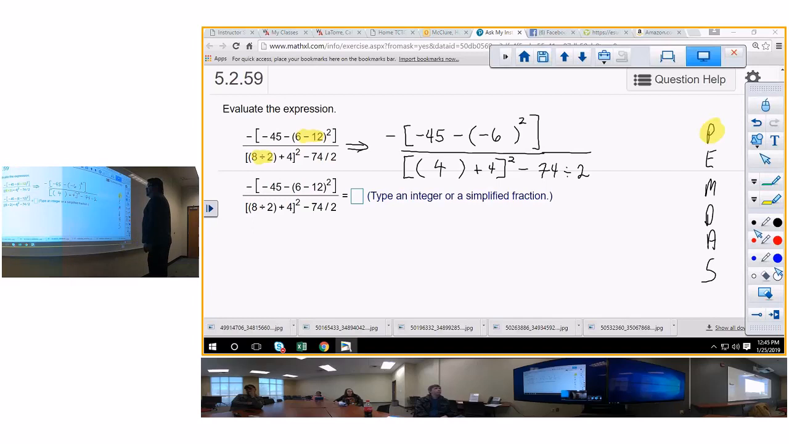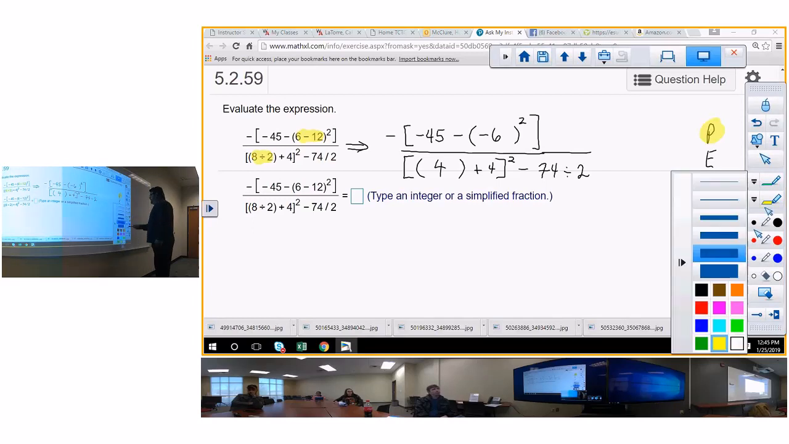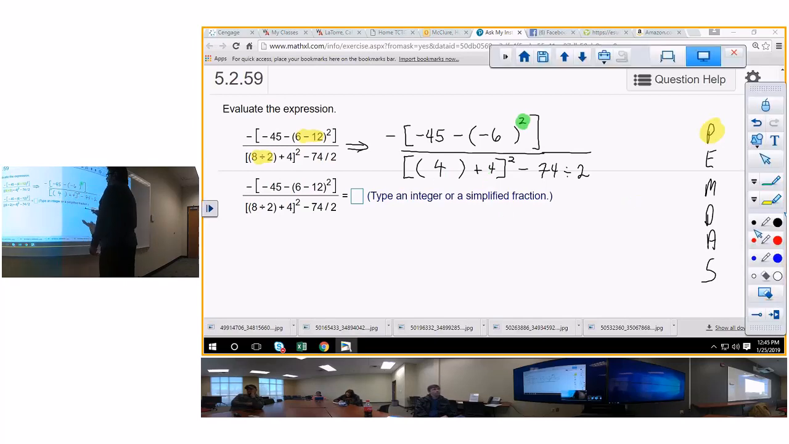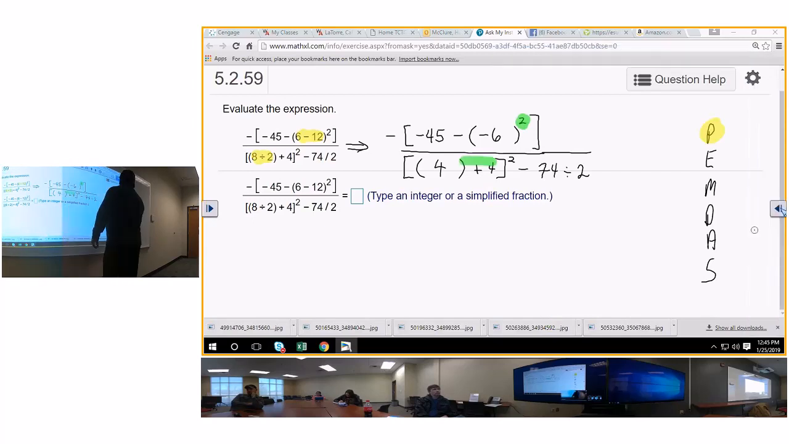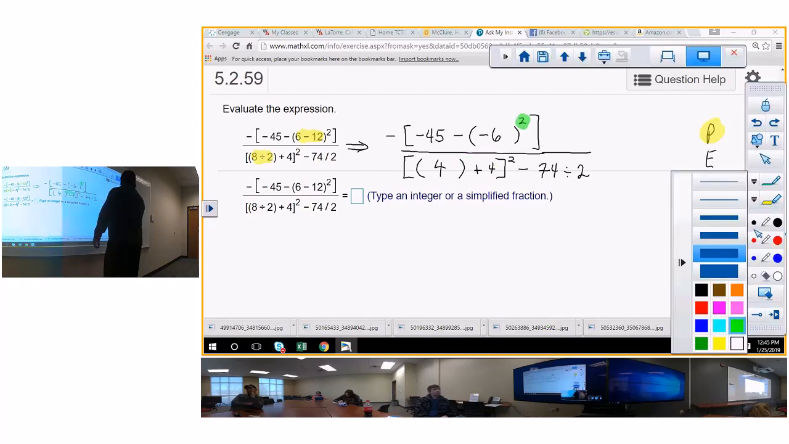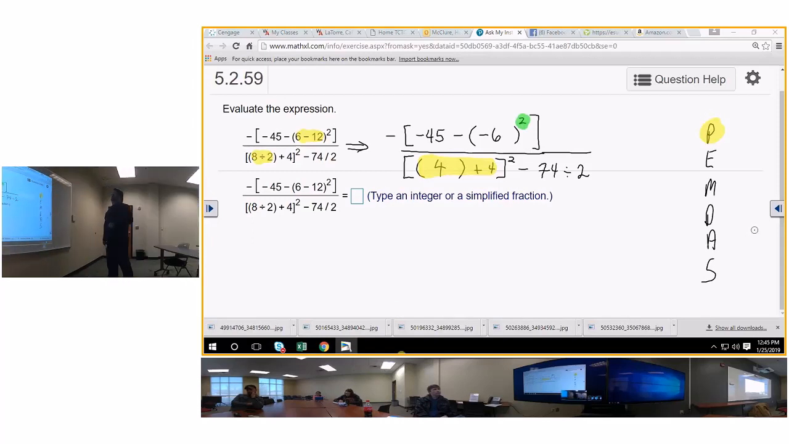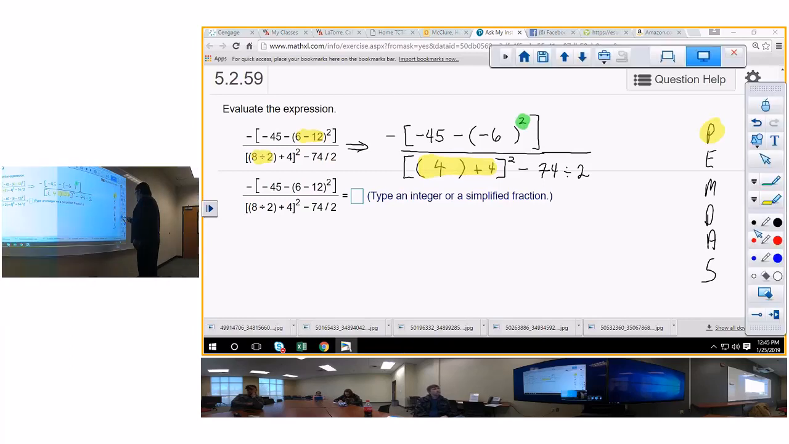Now what are we going to focus on? Exponents. That's the E in PEMDAS. We still have to do this first, so I take my handy dandy yellow highlighter, and we're going to do that next. The top doesn't have any brackets or parentheses with an operation in it. It just has that -6. We're going to raise it to the second power. So here we go.